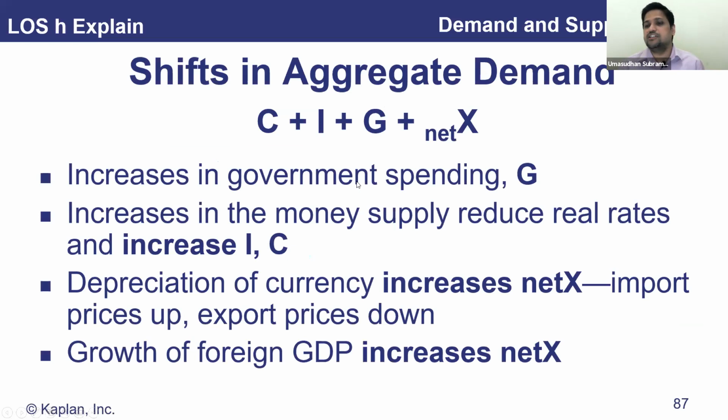Growth of foreign GDP: foreign countries are becoming richer. That's going to increase your net exports. Why? Whatever you export is what their imports are. They're importing because they are becoming wealthier. So if foreigners become richer, they're going to buy more, they're going to import more, which means your aggregate demand is going to go up. One important thing that can get tested in the exams is questions asking what would be the impact on aggregate demand when one of these factors changes.